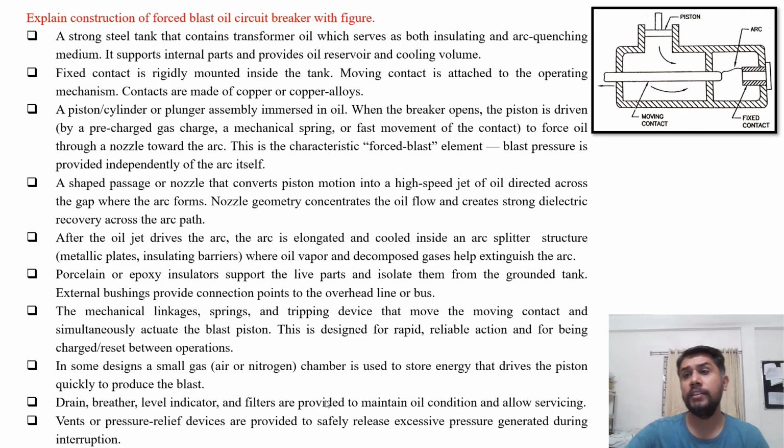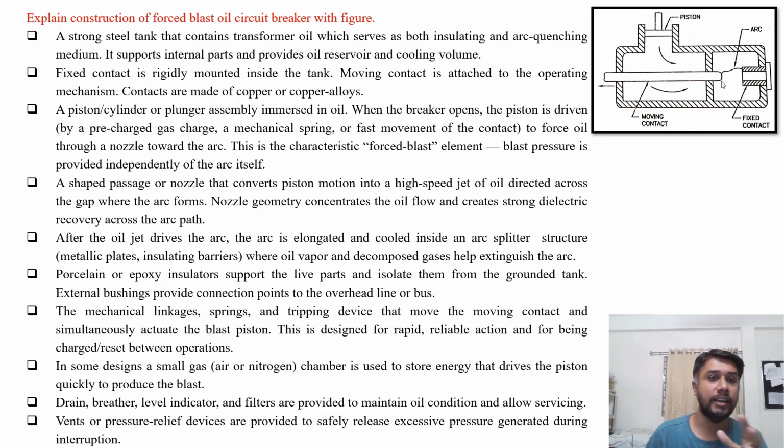Fixed contact, here it is. The fixed contact is rigidly mounted inside the tank and the moving contact is attached to the operating mechanism. This is attached to the operating mechanism. These contacts are made up of copper or copper alloys.